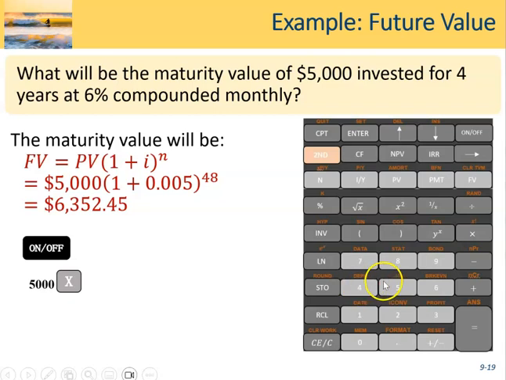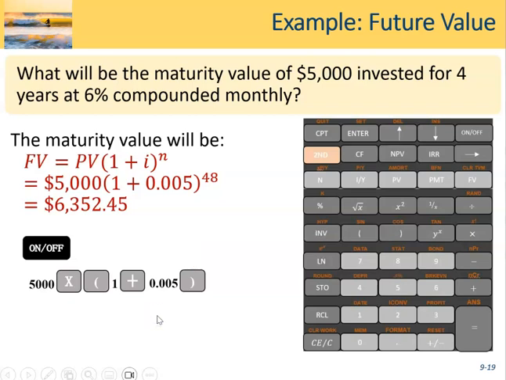So you want to put 5,000 into your calculator. So 5, 1, 2, 3 for your zeros. We want to multiply that, so you hit your multiplication. And then we want to put our bracket. You can either put your bracket and put 1 plus 0.005, or just put 1.005 in your brackets, and that will save you a step.